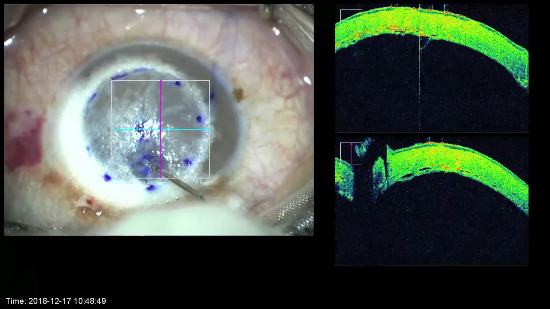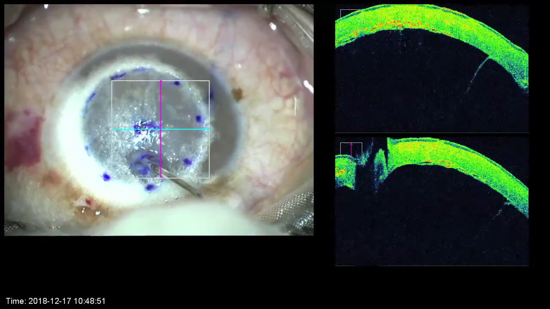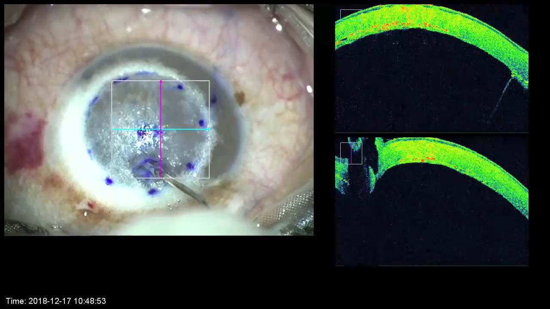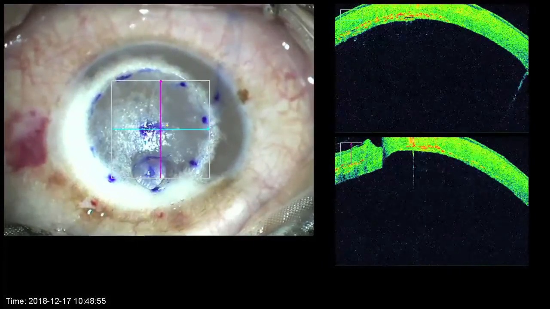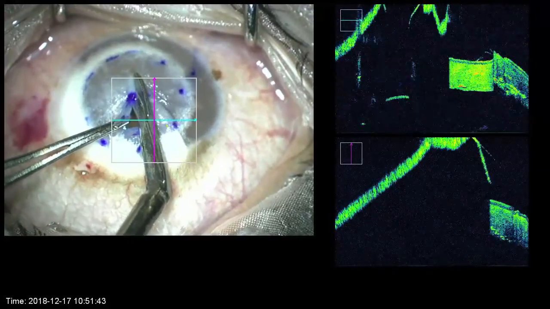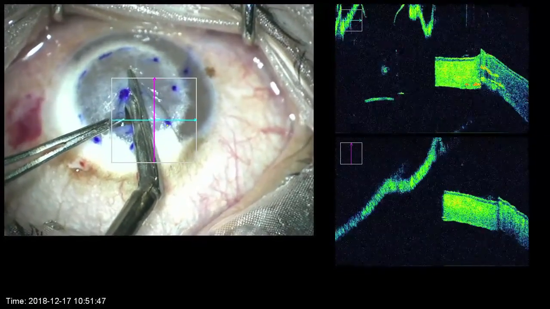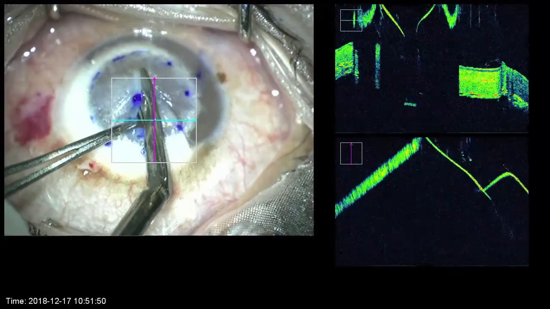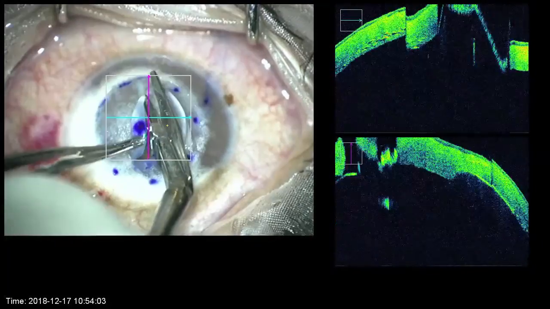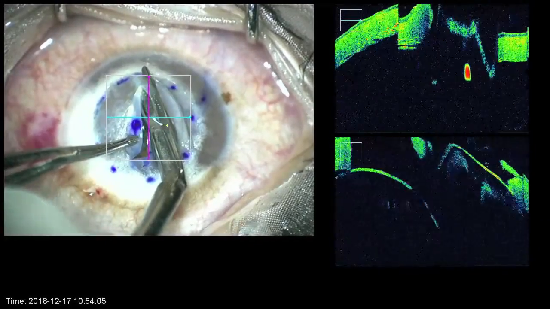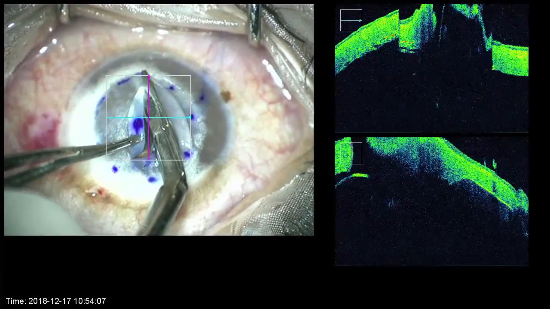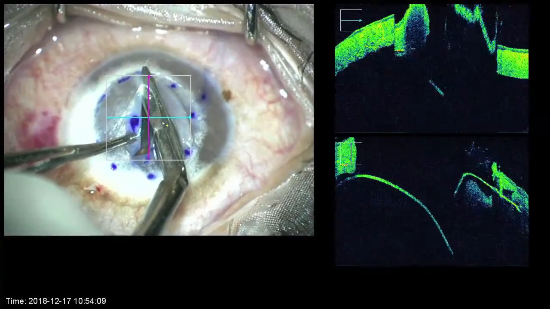Viscoelastic is then injected through the same opening to push back the Descemet's membrane, the movement of which can be appreciated on the IOCT. The corneal stroma is then divided into 4 equal quadrants with the help of a Vannas scissors. Repeated viscoelastic injections might be needed during this step.